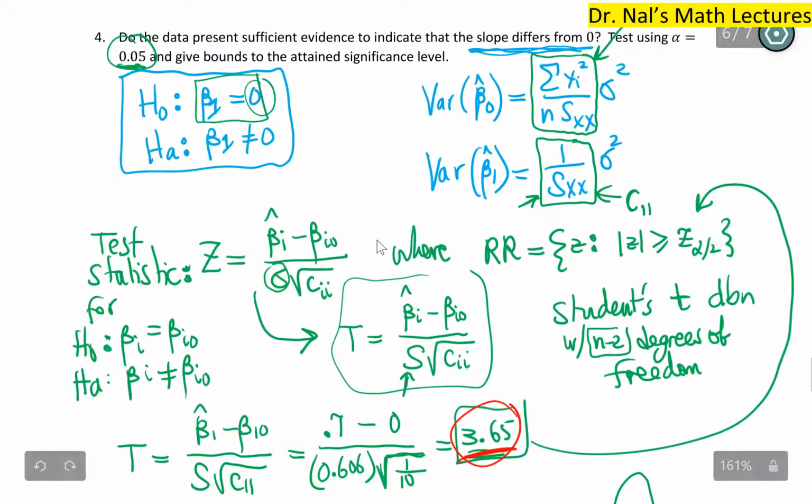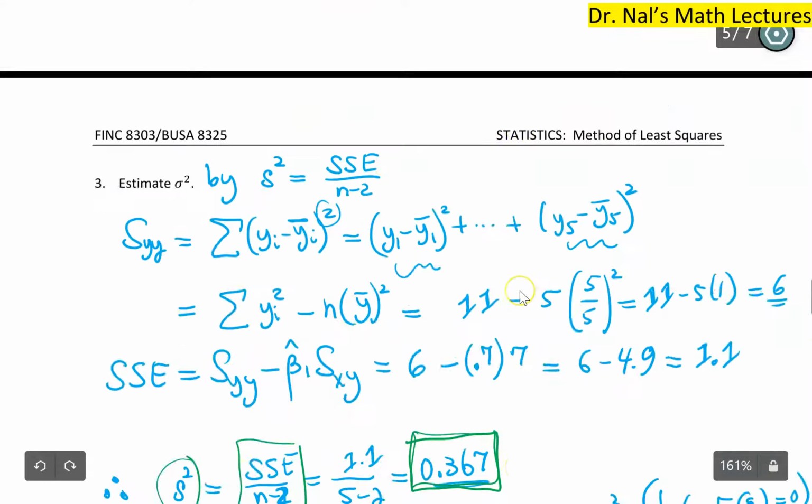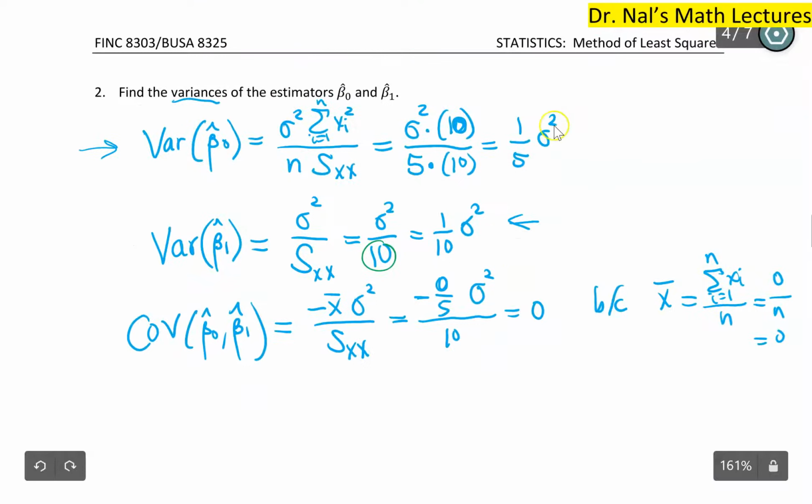Let me see if we talked about all these. So one thing you can do is, because we are predicting sigma square by using s square, you can use 0.367. So you can substitute it here, 0.367, and divide by 5 to find the variance. And the same thing, divide by 10 to find the variance of beta 1. I wonder what these numbers are equal to.